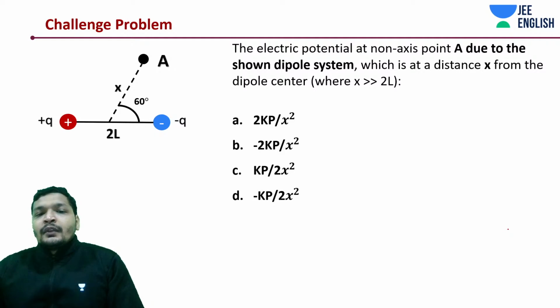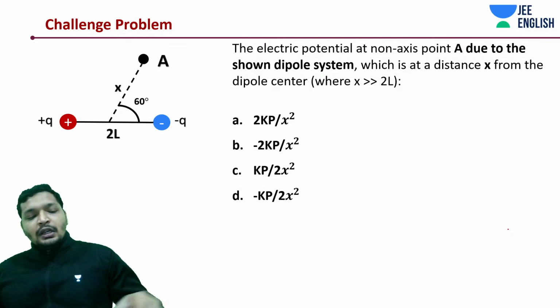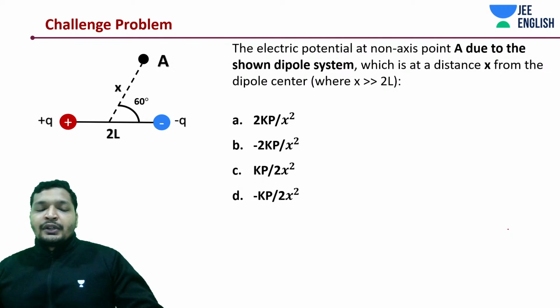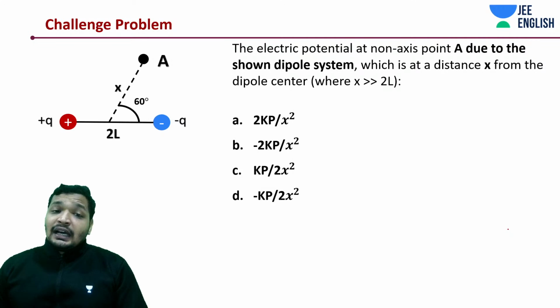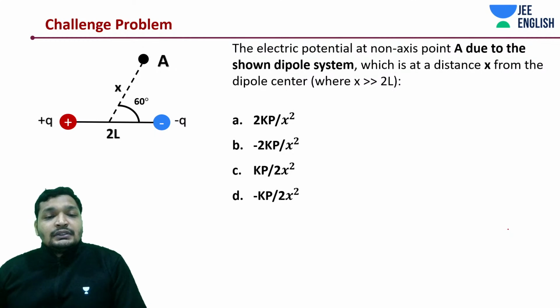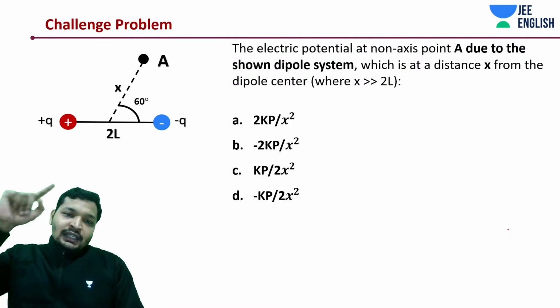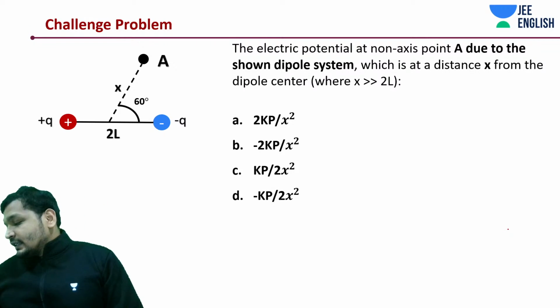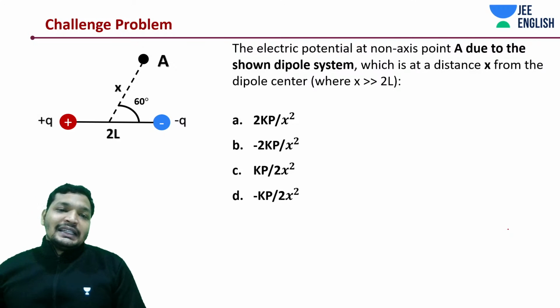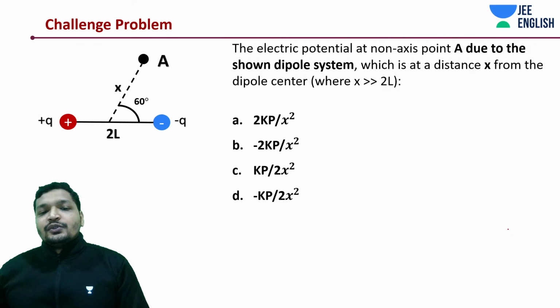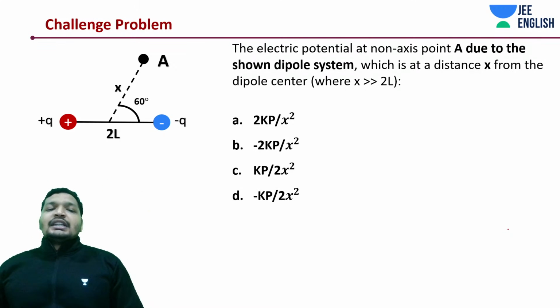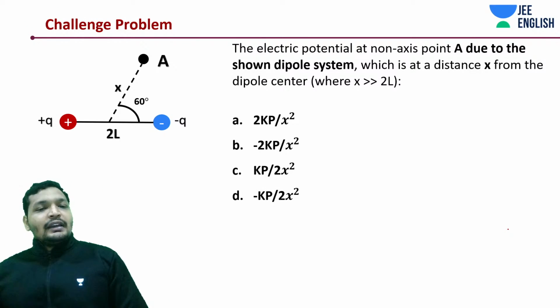For now, the electric potential at a non-axis point due to the shown dipole system. Think about it carefully and come up with the answer. Okay. Think about that equation, think about the diagram that we did earlier. Just because it is 120 degrees, it's going to change some things, but it's not going to change everything. So think about it a little carefully.